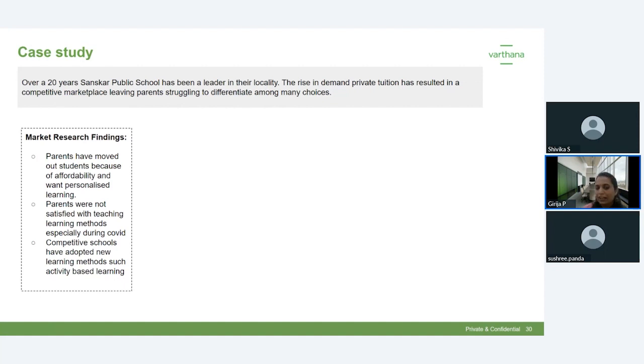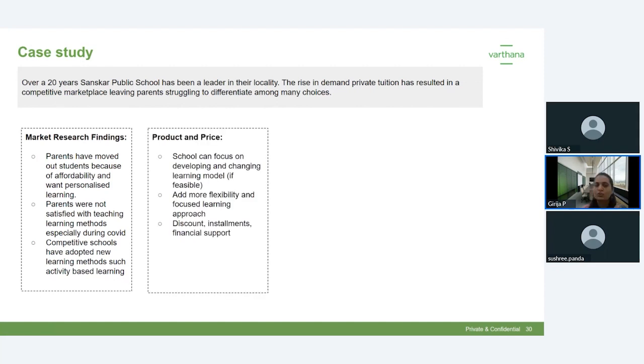They have also done competitive research on how competing schools are doing things differently. They have adopted other methods apart from traditional ones, such as activity-based learning. Now the school has its research findings. It is clearly saying parents are looking for affordability and personalized learning, meaning price and product. So the school can focus on changing its learning model, because parents want more personalized learning. They can adopt a learning model which offers more flexibility and personalization, for example blended learning.